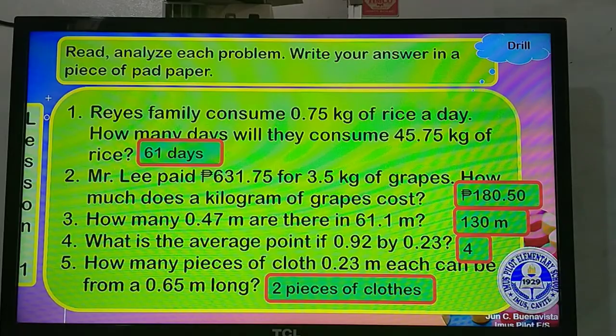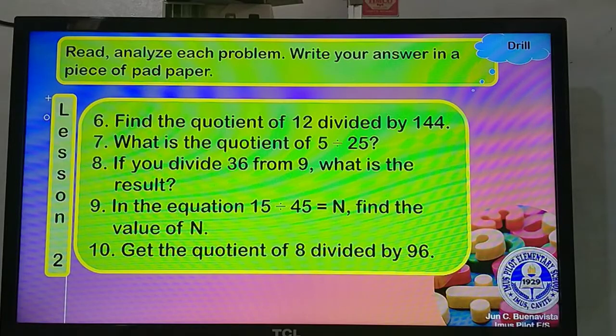Now for lesson number 2, number 6: find the quotient of 12 divided by 144. So 12 divided by 144, the answer is 83 thousandths, or 0.0833. That is a repeating decimal, so you are going to stop with the 3. If your answer is 833 ten thousandths, that is also checked.